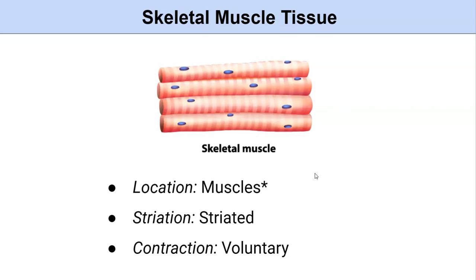The contraction the skeletal muscle tissue has is voluntary. Unlike cardiac and smooth muscle tissue, with skeletal muscle tissue, we get to choose when it contracts.